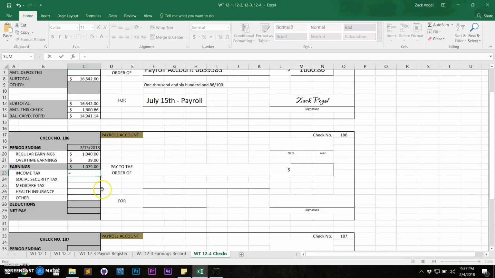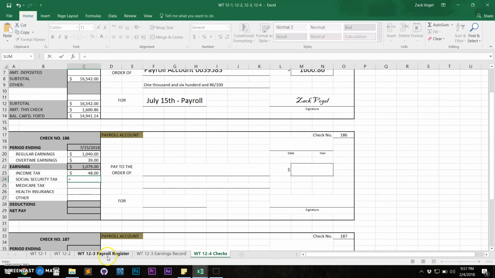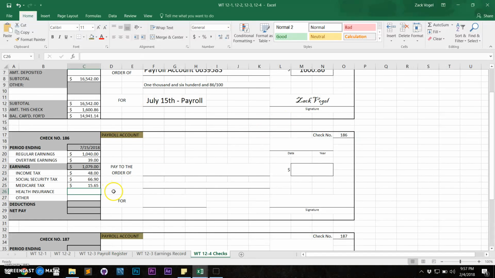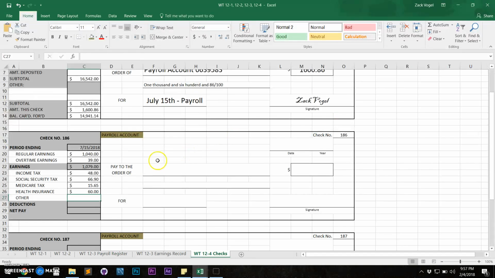So income tax is federal income tax. A lot of times we just abbreviate it as income tax. Come over here, $48. Social Security tax, so Medicare tax, health insurance, other, almost done here. So deductions, we add up all of our deductions. And then we figure out net pay.